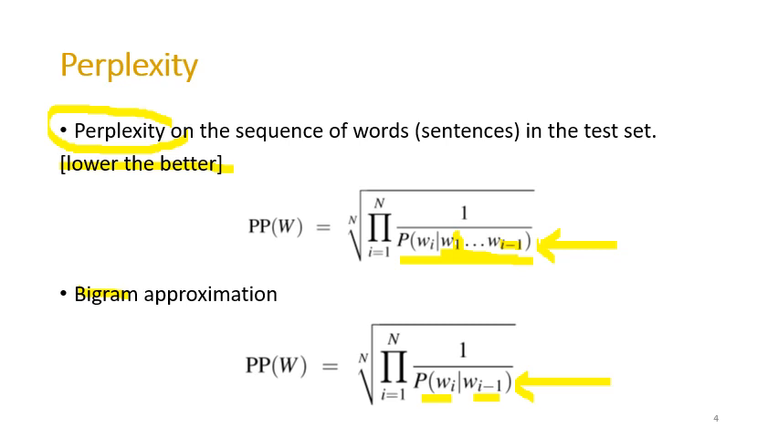The second formula for perplexity is based on the bigram approximation. But the idea is still the same. Perplexity is 1 over the joint probability, and the lower perplexity is the better.